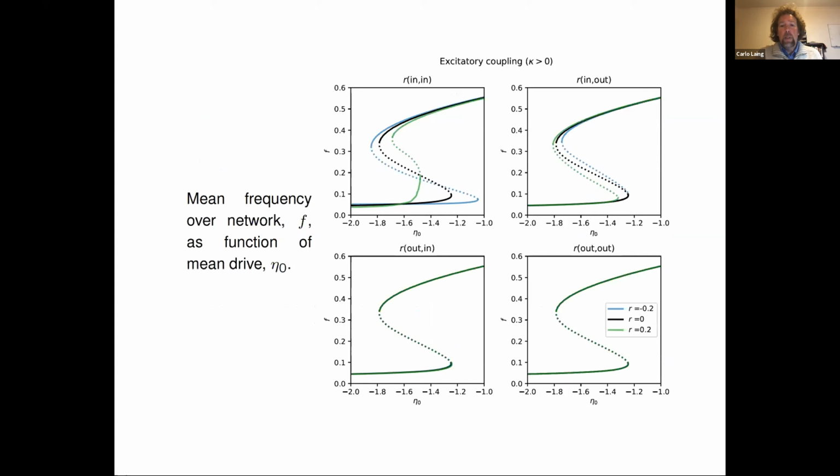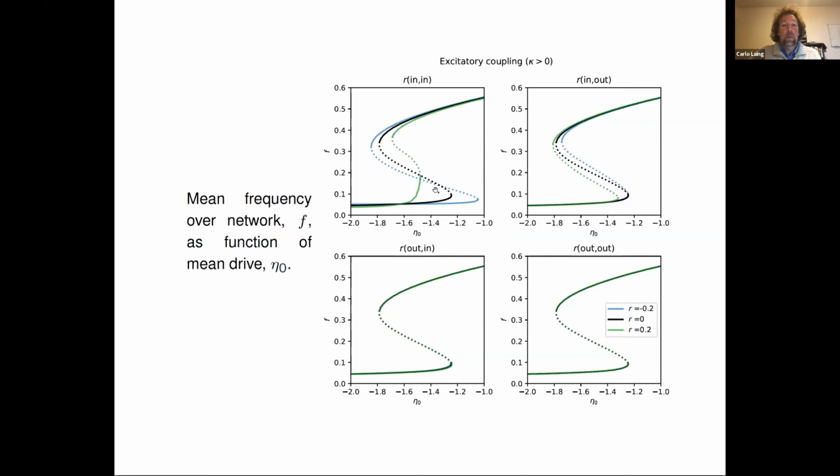There's a region of eta naught values where the network can be either firing at a high rate, that's the solid curve, or a low rate, that's the solid curve at the bottom, or the dashed curve, which is unstable in between, separated by these two saddle node bifurcations. We've got our four sorts of assortativity here, and you notice the bottom two, there's no effect of the assortativity. The three different curves here correspond to three different values of assortativity. The top two, the assortativity does move these bifurcations around a bit.